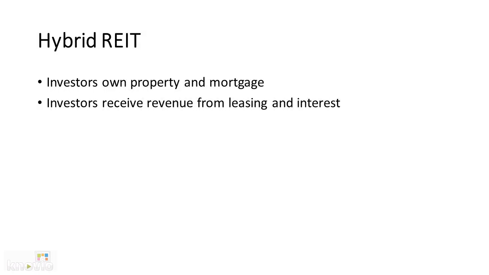So the third and final trust is the hybrid trust. This is a combination between the equity trust and the mortgage trust. The investor will own both the property and the mortgage, and the way that the investors receive revenue with this trust is through the leasing and also through the interest. So basically the same way they would receive money through the equity trust and the same way they receive money through the mortgage trust, all combined in one, making the hybrid trust.